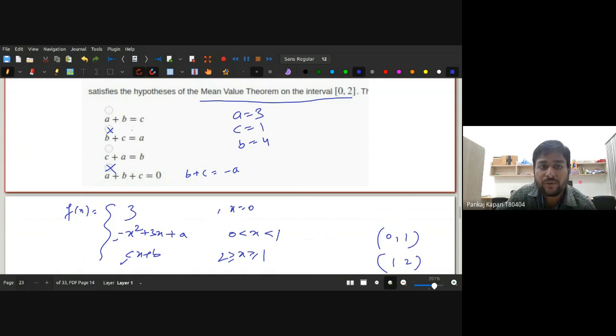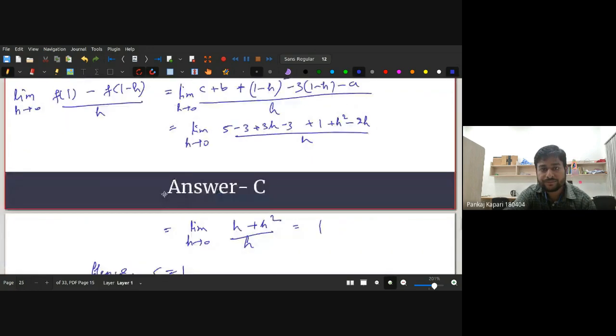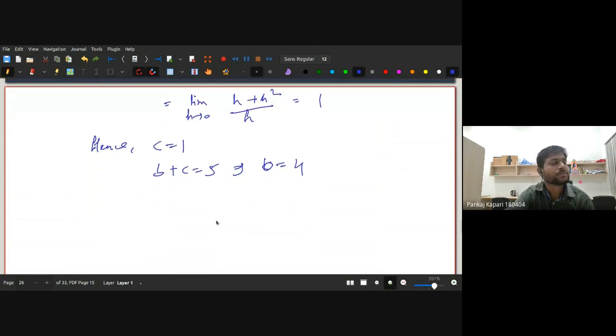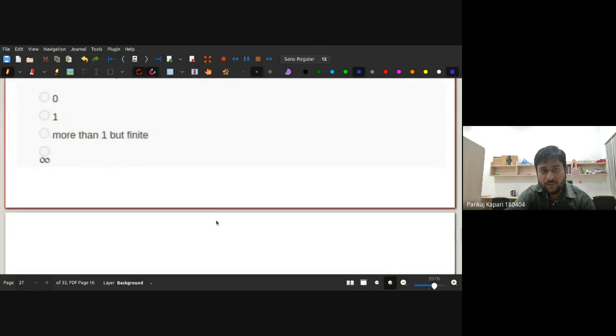So if you add a plus b, what do you get? 7, which is not equal to c. So this option is also wrong. What is a plus c? It is 4, which is equal to b. Okay, so the third option is correct here. So any questions? Okay, let's move to the next problem.